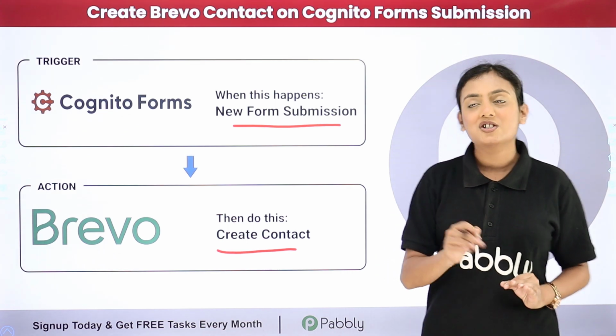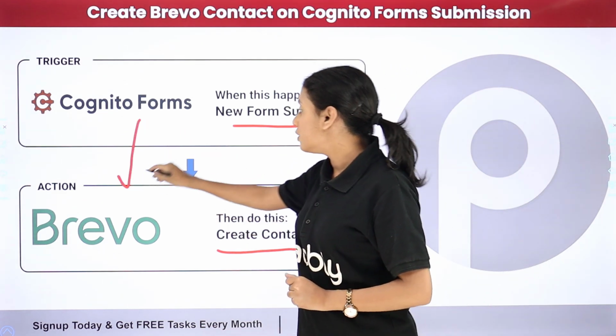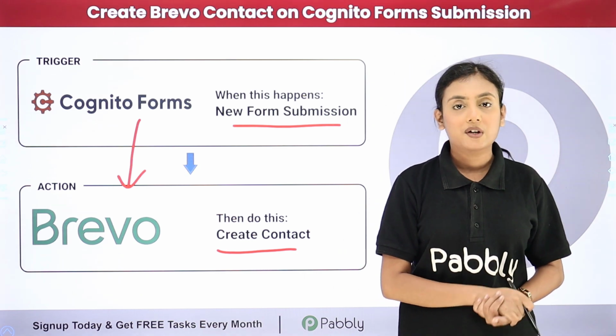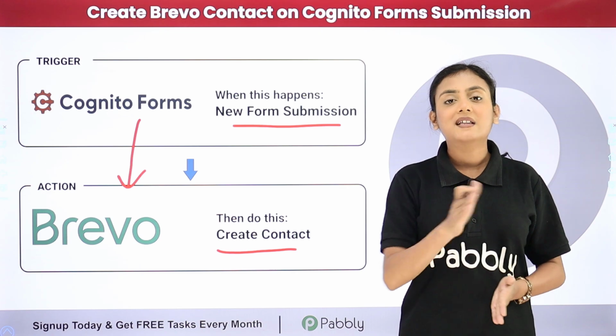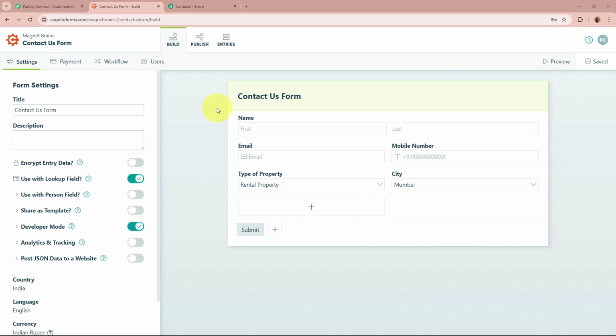And here in this automation, I'm going to build a connection between Cognito Forms and Brevo with the help of it. So if you also want to learn about this amazing automation process step by step, for that let me take you to my screen. In this video, we're going to learn how to create a Brevo contact on Cognito Forms submission.